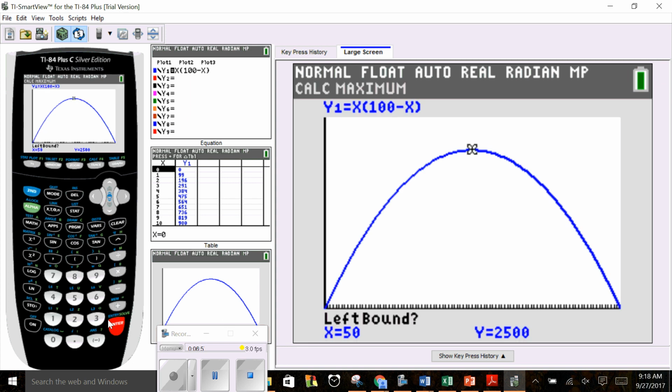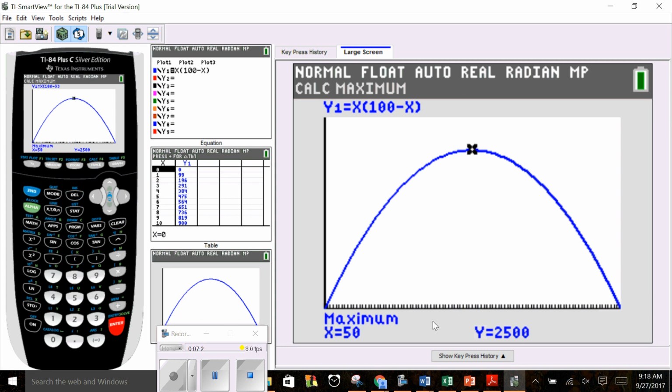Then it's going to ask us some questions. It says, what's the left bound? That means my cursor needs to be left of the maximum. It just has to be a little bit left of it, and then hit enter. Then I scroll right because it's asking me about a right bound, and I hit enter. Then it's asking me to guess where the maximum is. That's kind of neat. It's doing some calculus here for us, so we don't have to. We're going to let the calculator do that work for us.